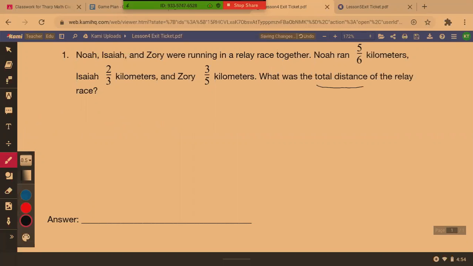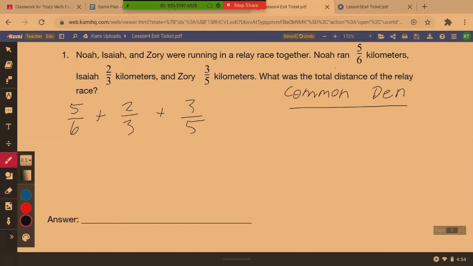So we are trying to find the total distance of the relay race. And by doing that, we are going to add up how far each person ran. So we're going to do 5/6 plus 2/3 plus 3/5. And I need to find a common denominator, a product that 6, 3, and 5 all go into.